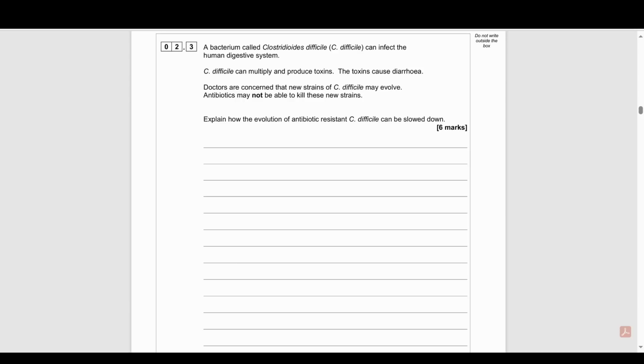Explain how the evolution of antibiotic-resistant C. difficile can be slowed down. 6 marks.